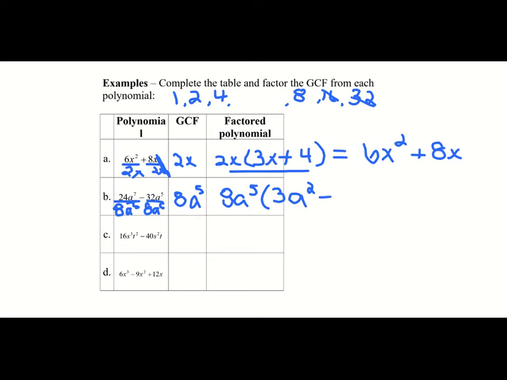Keep my minus sign there. 8 goes into 32 4 times. a to the 5th divided by a to the 5th, again, that's going to equal a 1, so we won't have a variable there. So 8a to the 5th power times the quantity of 3a squared minus 4 is our factored polynomial.